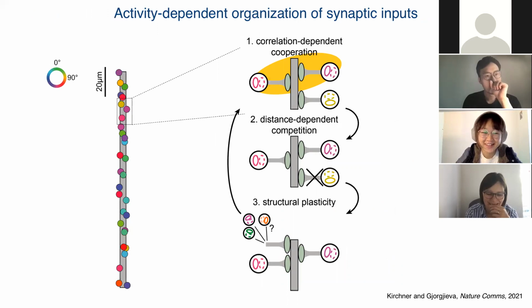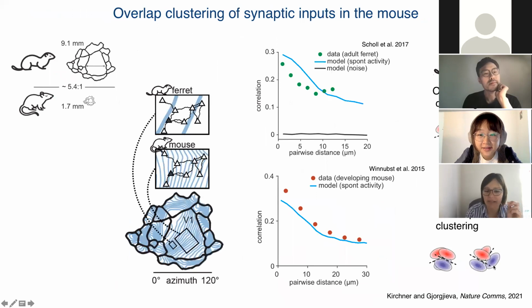Okay, so the first point that I wanted to convey to you is that we have this difference in the local patterns of clustering. We have the orientation clustering in the ferret and the overlap clustering in the mouse. So I'm going to show you a few more slides and then I'm going to take a break. I want to just show you that we don't just do this for the ferret and the mouse.